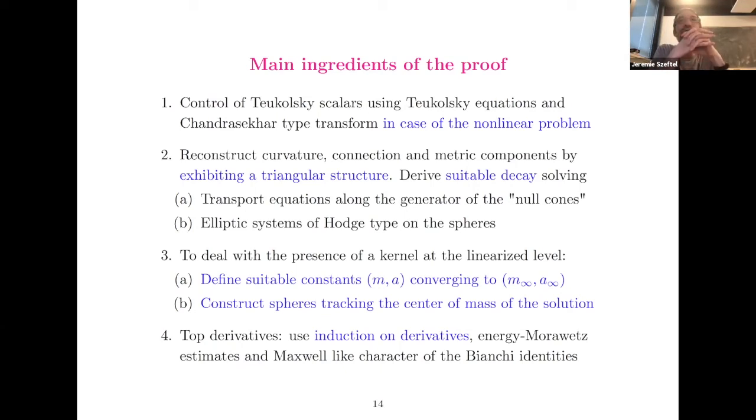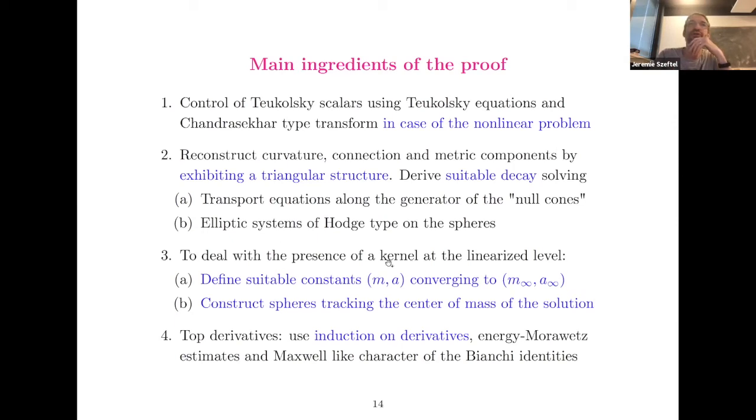And of course, remember that when you reconstruct the solution, you need to deal with the fact that at the linearized level there is the presence of a kernel. So there are two types of kernel. The one induced by the constants M and A, and the one induced by the choice of the diffeomorphism invariance. So the one for M and A is in fact related to the kernel of elliptic systems of Hodge type, while the other one, the one with diffeomorphism, is related to the transport equations.